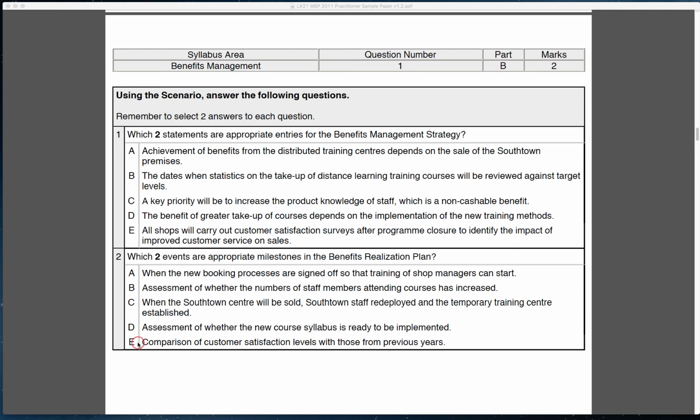So once again, we're left at E, and hopefully this will be working. Comparison of customer satisfaction levels against previous years. Well, again, this is looking at milestones at certain points to measure how we're doing at that point in time compared to how we were doing beforehand, which was the reason why we triggered the whole program anyway. So that could be a good milestone to measure the benefits.